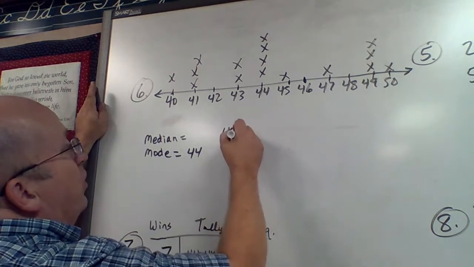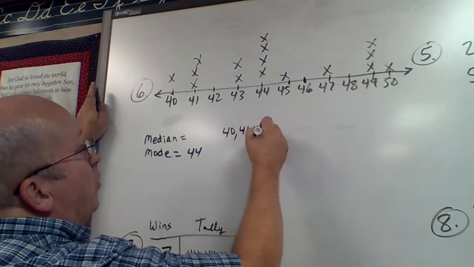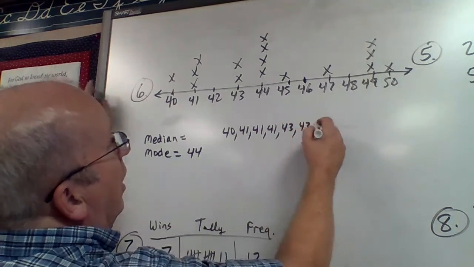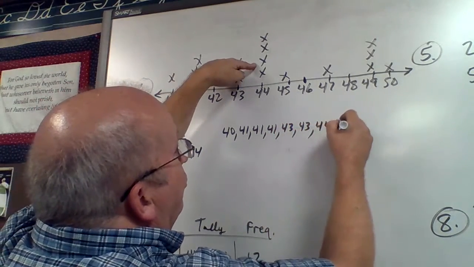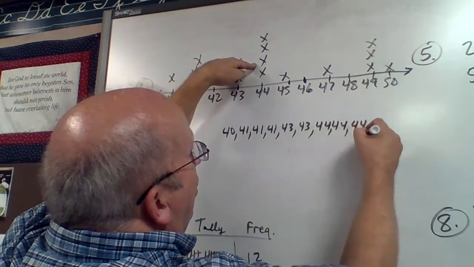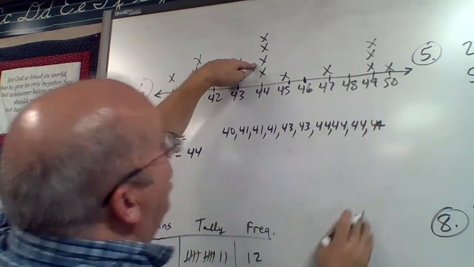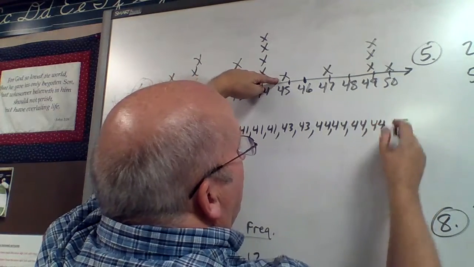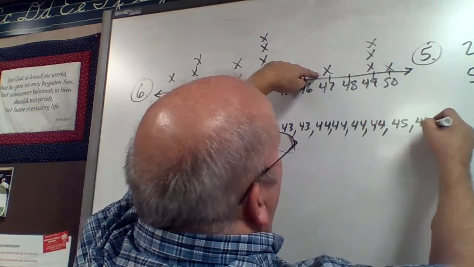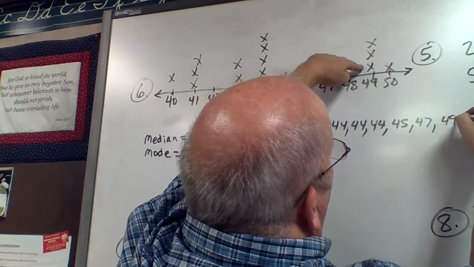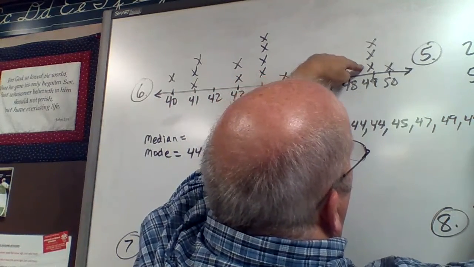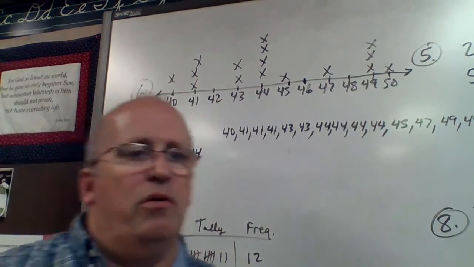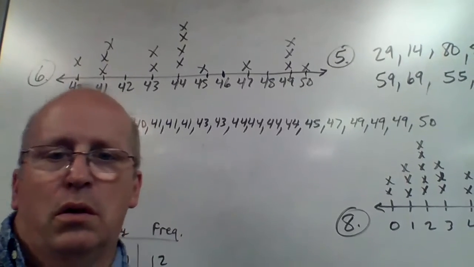I'm going to start with 40, and then my 341s, and then my 243s, and then my 444s, and then my 45. That doesn't look like a 4. There we go. And then my 47, and then my 349s. Boy, we're running out of space here. We're going into the other problem. And finally, my 50. Okay, so those are the numbers. I don't know if you can see that all. Woo! That went on forever.